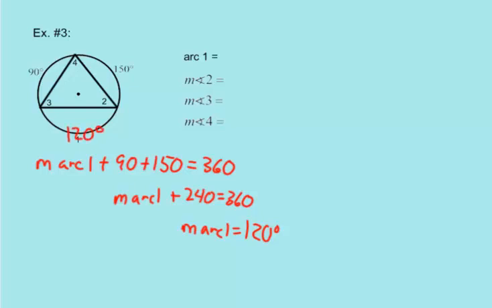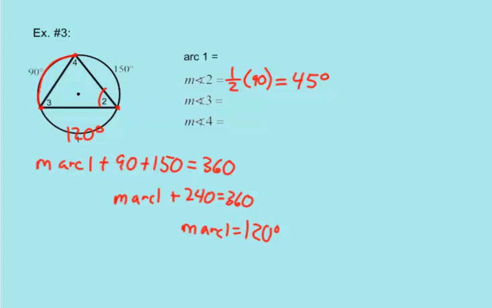Now we're going to move on to our angles. Next up, angle 2. Where is the vertex of angle 2? On the circle. Follow it out to the ends. What is the arc that angle 2 intercepts? It's 90 degrees. So the measure of angle 2 is going to be 1/2 of 90 degrees, which is 45 degrees.